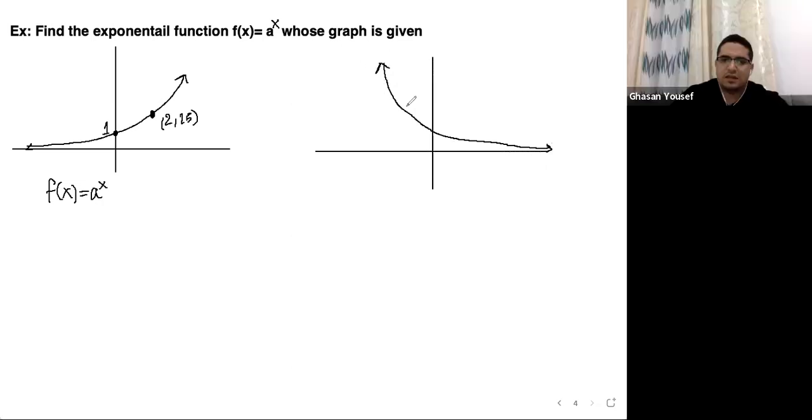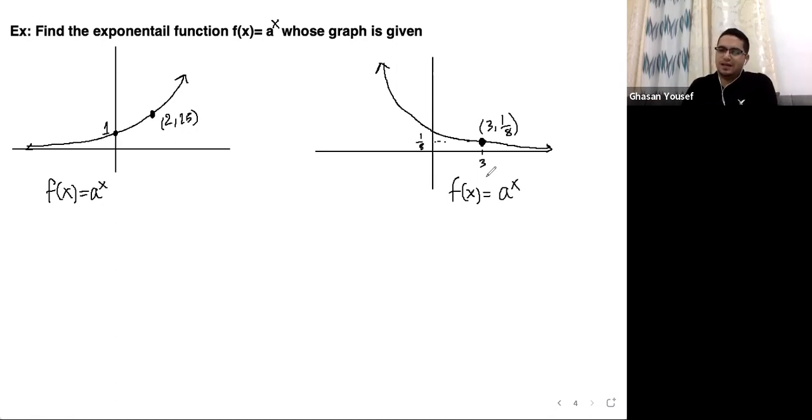And this curve also the same thing, expressing this point. This point, for example, is at x equals 3, and the y value is 1 over 8. So the point is (3, 1/8). The function is f of x equals a to the power x. What is the value for a?